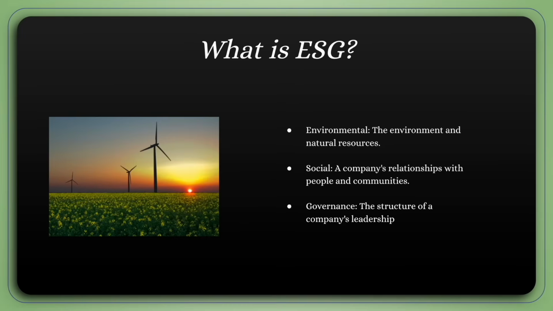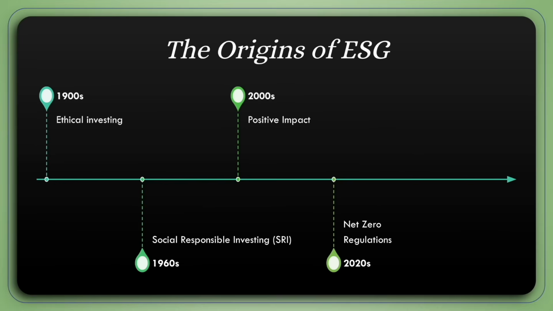Finally, the governance aspect examines a company's internal structure, ethics, and accountability. This encompasses everything from the composition of the board of directors to ensuring transparency, integrity, and adherence to regulations. ESG is more than just a trend. It's a strategic approach that considers the broader impact of business activities on the environment, society, and ethical practices.